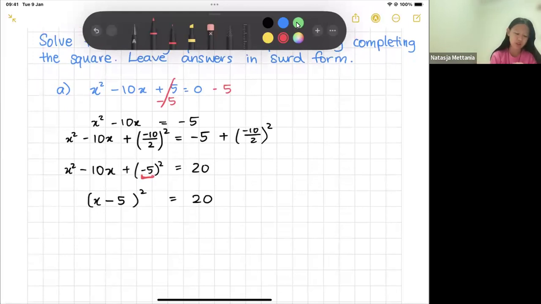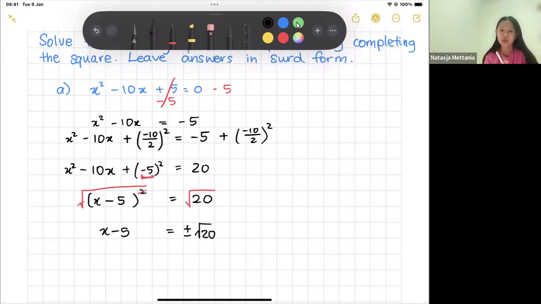The first step is I'm going to square root both sides so that I can get rid of this squared. What I'm left with now is x minus 5 equaling not just square root 20, but plus or minus square root 20. Make sure you remember to put that in. Once you've done that, I need to get x by itself, so I need to add 5 on both sides to get rid of that negative 5. This cancels out. x will equal plus or minus square root 20 plus 5.